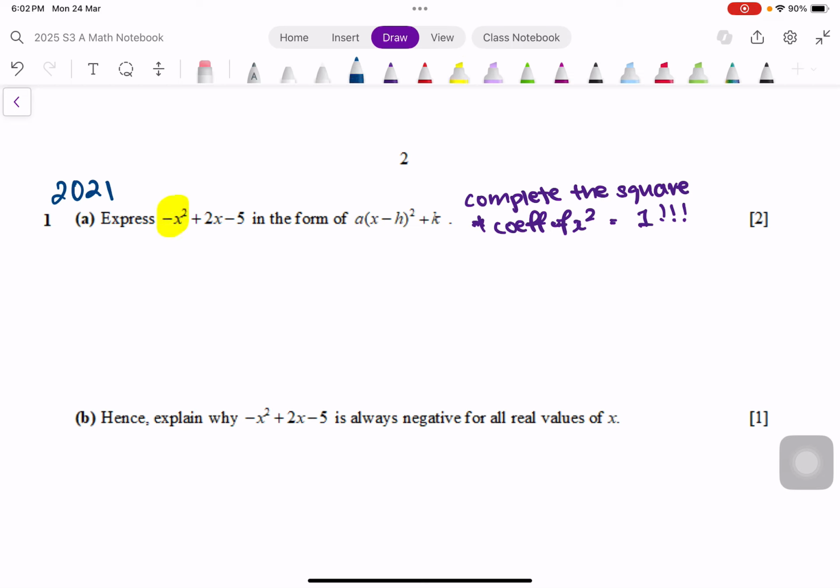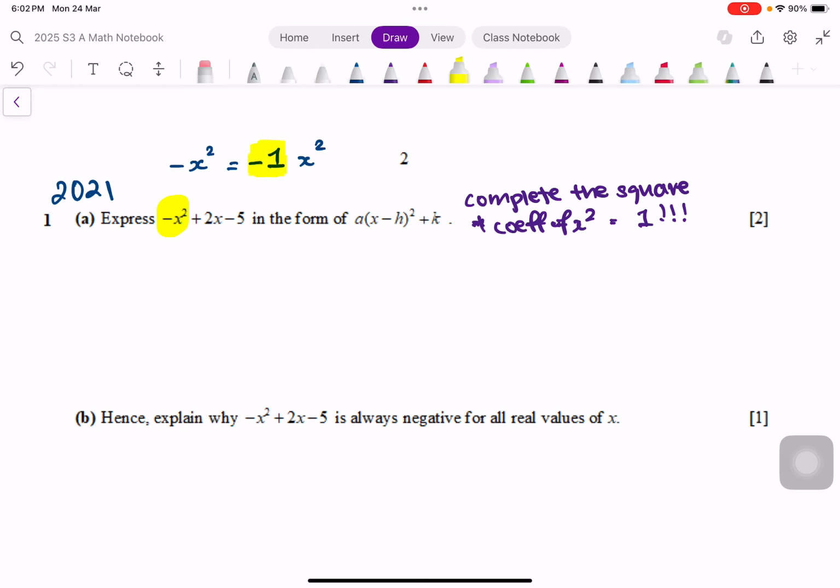Again, what is coefficient? Coefficient is the number that is tagged to the term. So in this case here, what is the number that is tagged to my x squared? How many x squares do I have? Okay, so over here I have -1. Negative x squared is the same as saying -1 times x squared. So my coefficient here is -1.